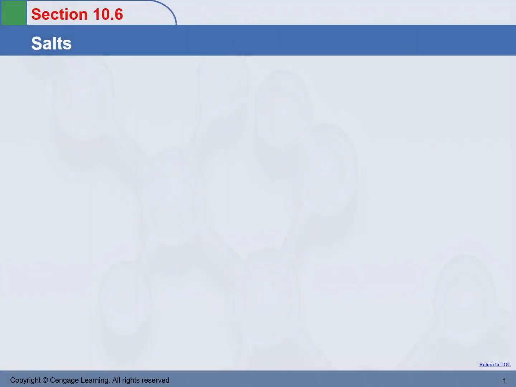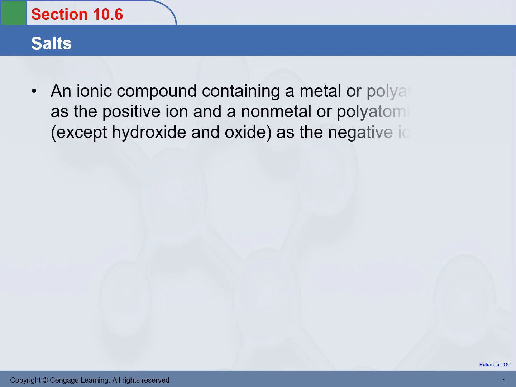This episode is about salts and the neutralization reaction. A salt is an ionic compound that contains a metal or a polyatomic ion as the positive ion and a nonmetal or a polyatomic ion as the negative ion. Basically, almost all ionic compounds are salts except hydroxides and oxides.